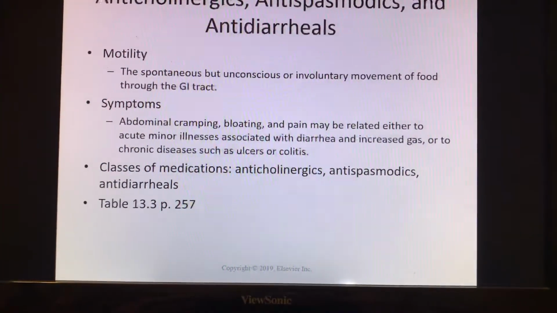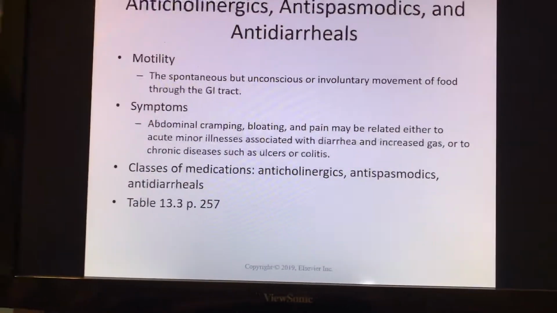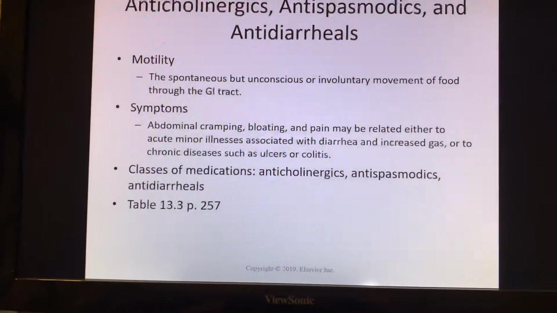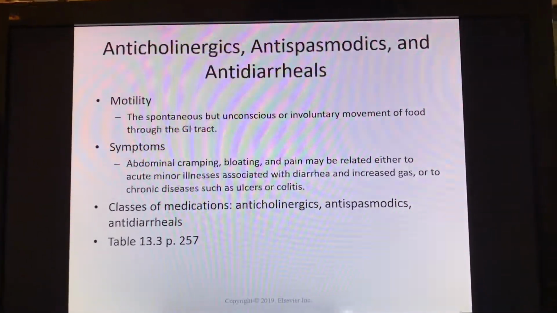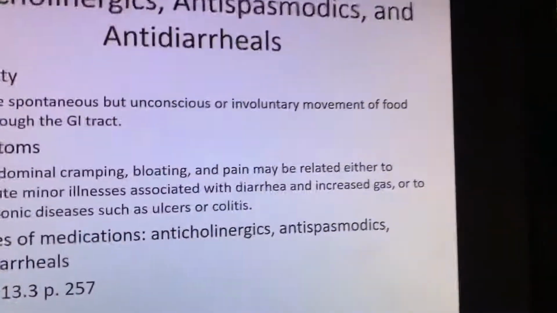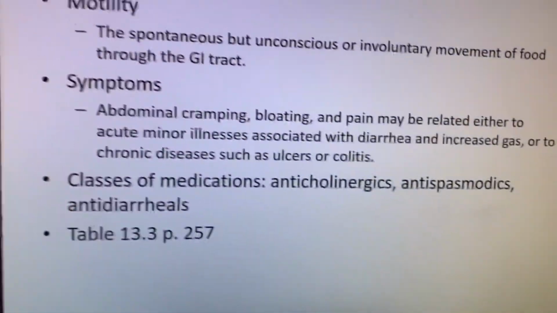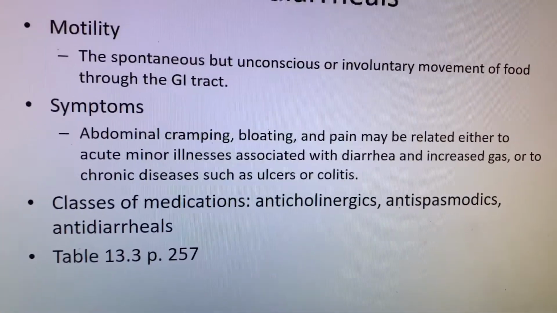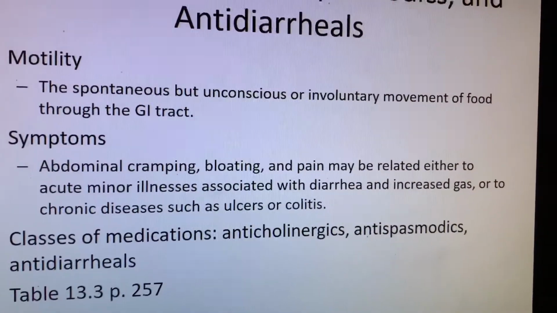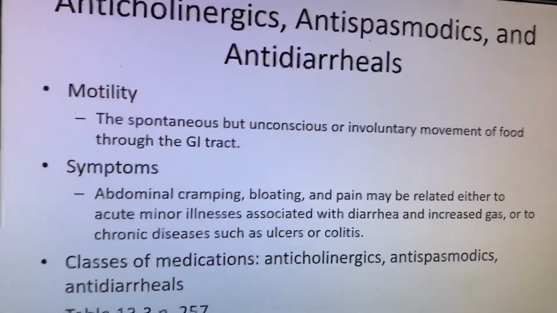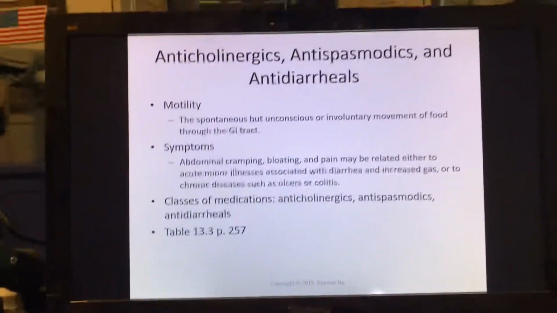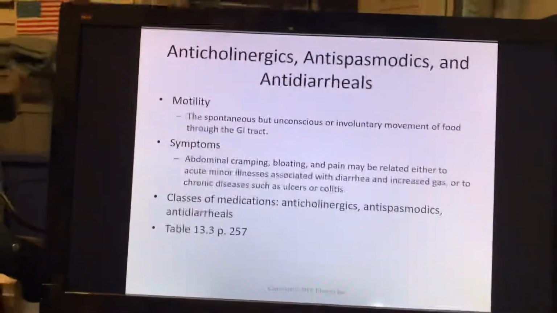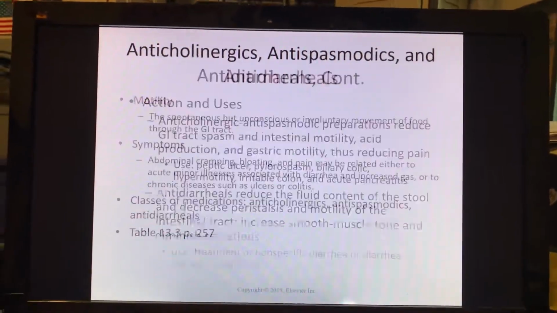However, you can have diseases that are chronic and bother you your whole life, like ulcerative colitis, Crohn's disease, conditions like that. So we are going to be talking about different classes of anticholinergics, antispasmodics, and antidiarrheals. So we have to go backwards to page 257, table 13.3, and that talks about some of the different drugs you'd find for these conditions.